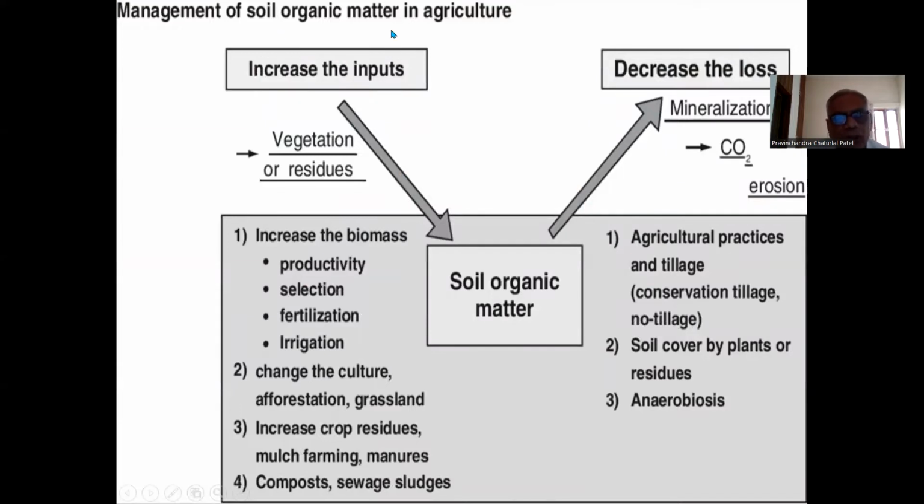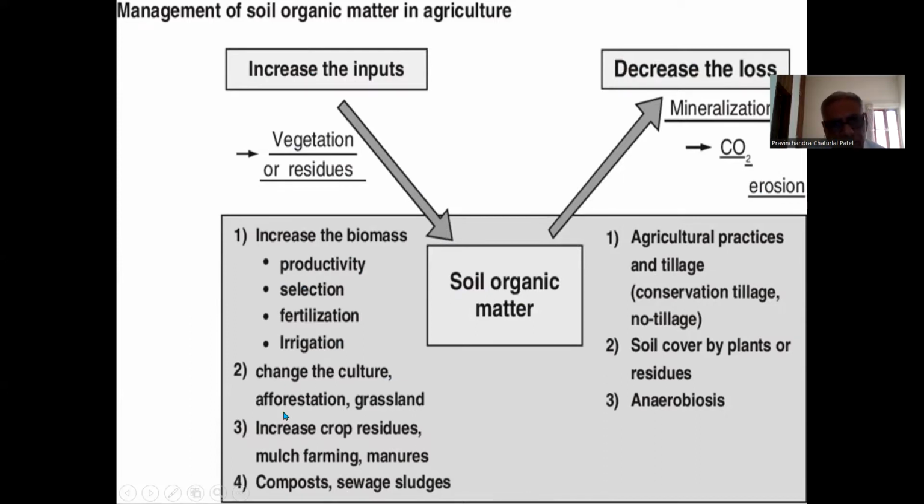So, management of soil organic matter in agriculture. Increase the input, vegetation or crop residue. From vegetation or crop residue, decaying and soil organic matter forms. Decrease the loss: mineralization, carbon dioxide, then erosion. So, how can we increase the input? Increase the biomass, productivity, selection, fertilizer, irrigation. So, it helps in increasing organic matter.